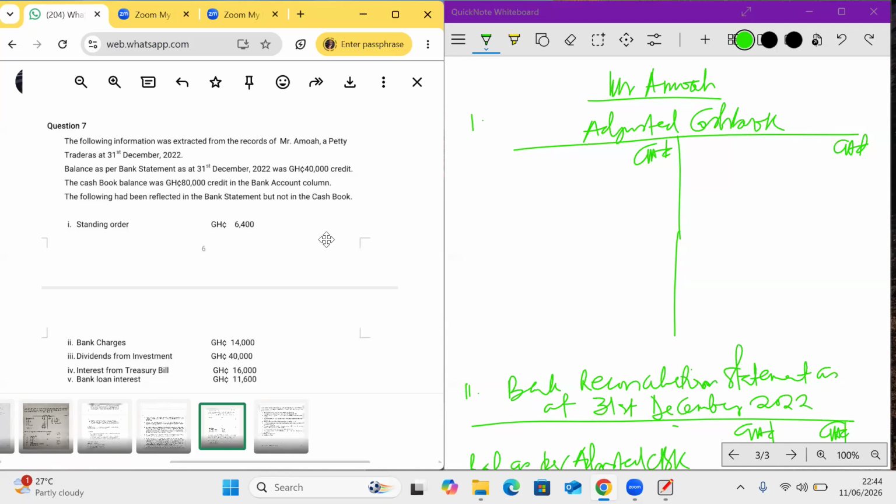The cash book. So you come and enter it. Where would we write 80,000 in the cash book? Credits, at the credit side. Write balance brought forward. How much? 40,000. But there's 40,000. Why did you skip the 40,000? Read it. The balance was balance as per bank statement. Oh, okay, I get it. So 80,000.